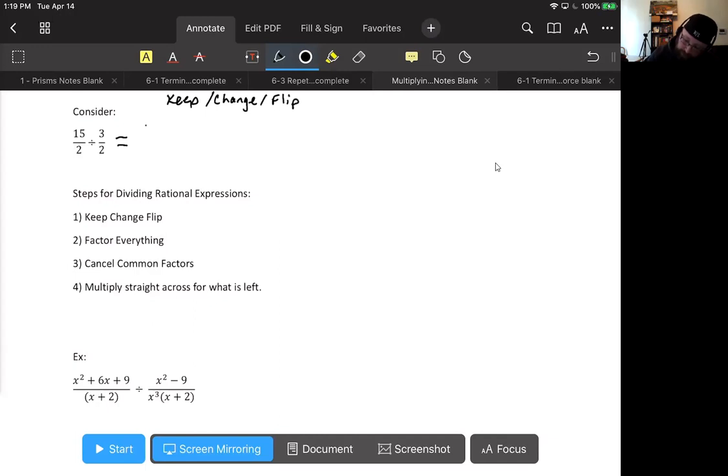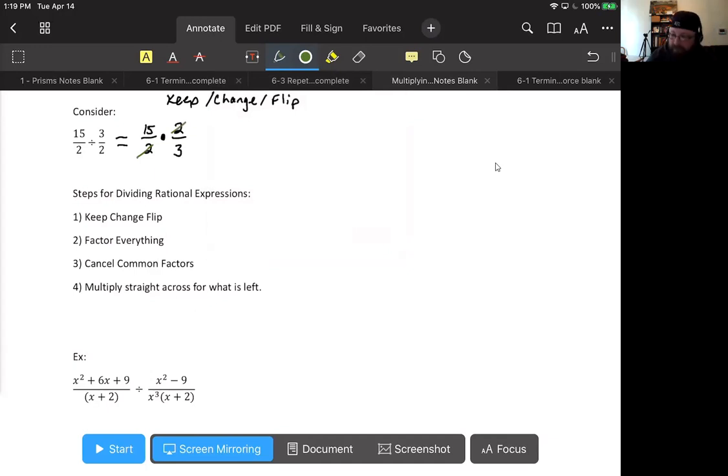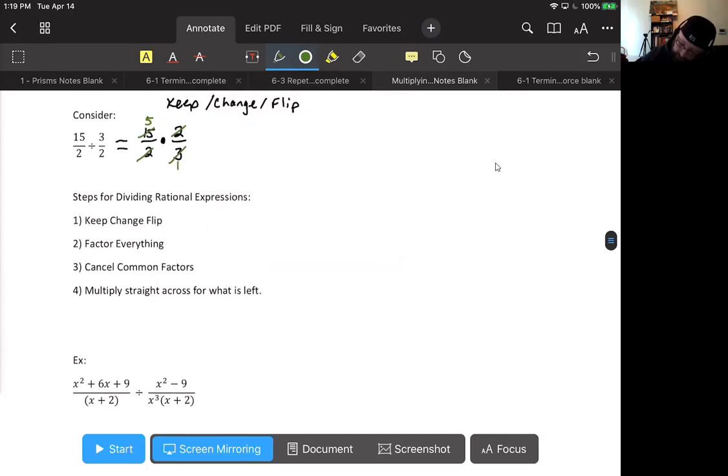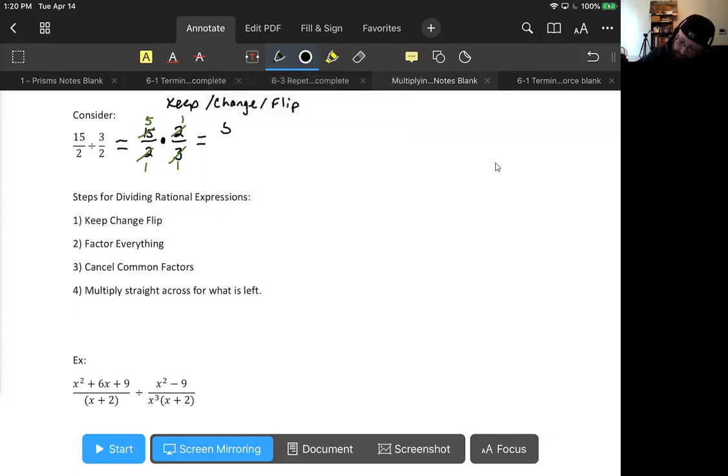Now what I mean by that is that we keep the first fraction the same. We change division to multiplication. And then we flip the second fraction to be 2/3. From there, we should go in and cancel whatever common factors we can, for instance, 2 and 2. And we should know that 3 goes into 15 5 times. Then we would multiply straight across, which would give us 5 over 1. That would be 5.